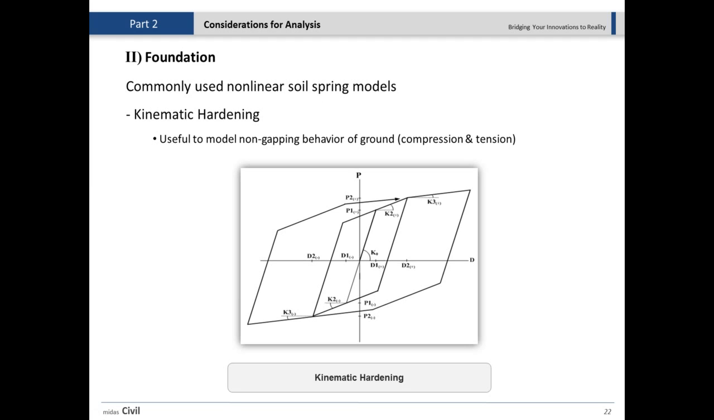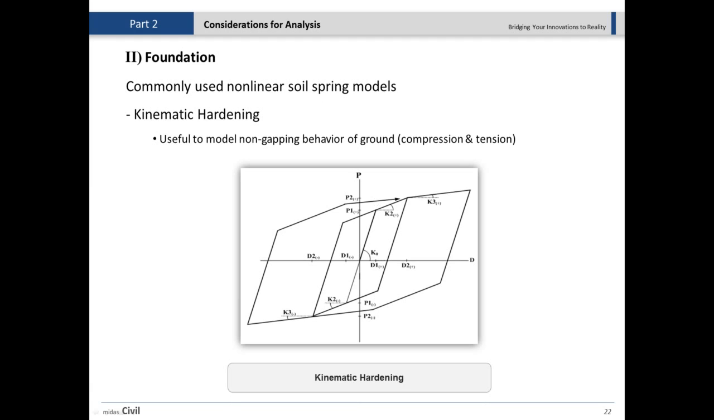That's pretty important. The kinematic hardening model is mostly used for non-gapping behavior. Just assume you have a pile surrounded by soil. If you push the pile in any direction, the soil around it will resist that deformation. So the springs, or that nonlinear behavior, are already there for both directions, whether you push it from left to right or right to left.